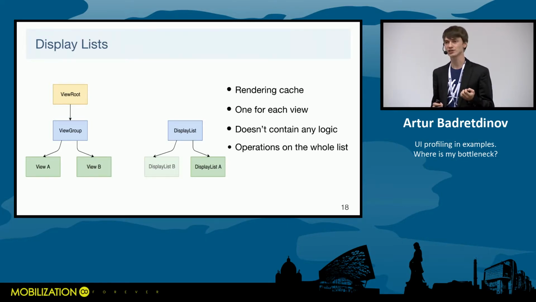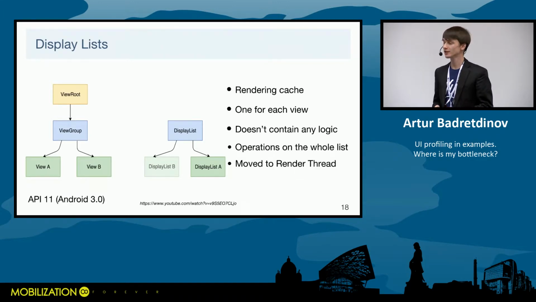And that's how all these animate view properties work. Probably most of you have used them, for example, to animate some alpha or something like this. Instead of working on the separate views, this will work on the display list overall, so it will be more performant. And the good thing is that it can be moved to a render thread.